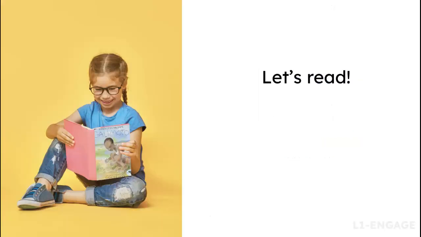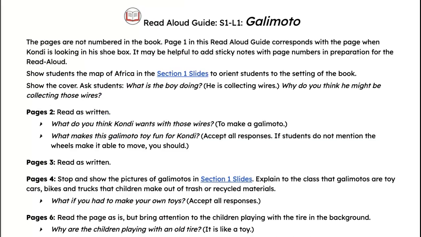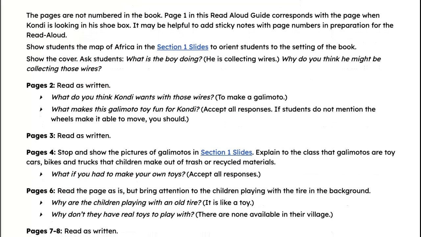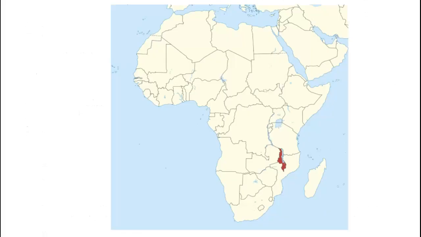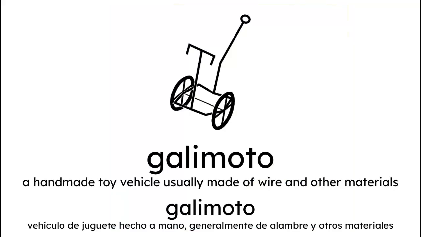To begin the unit and the Lesson 1 Engage, you'll introduce the anchoring phenomenon by reading the book Galimoto. You'll tell students that they will read a story about a boy named Kondi, who has to build all of his own toys. Be sure to use the Read Aloud guide as you talk through the story. You can point out to students where Kondi lives and post the Galimoto vocabulary card.